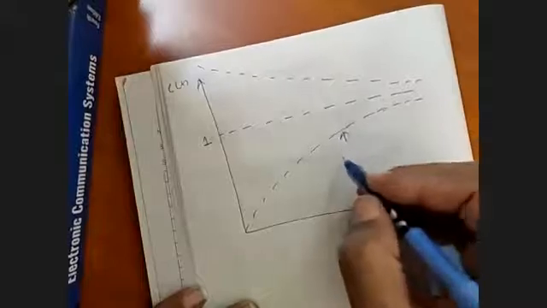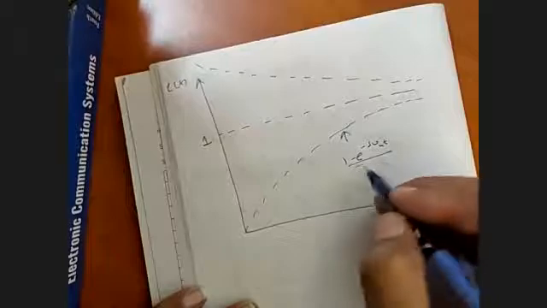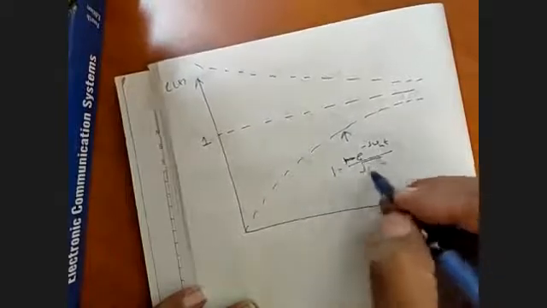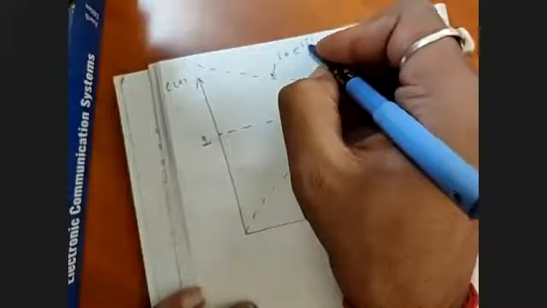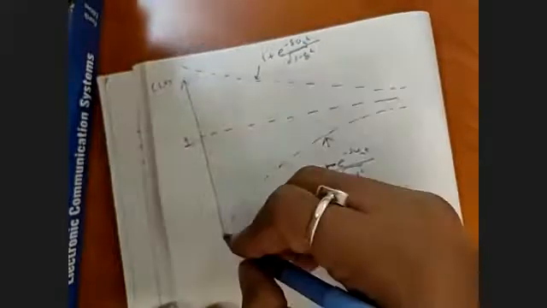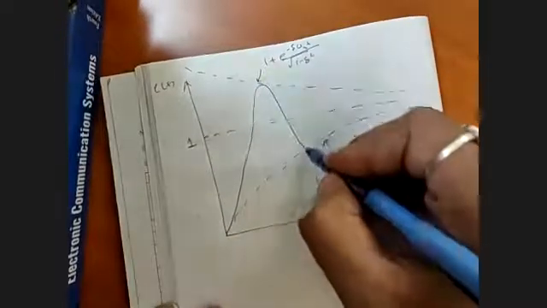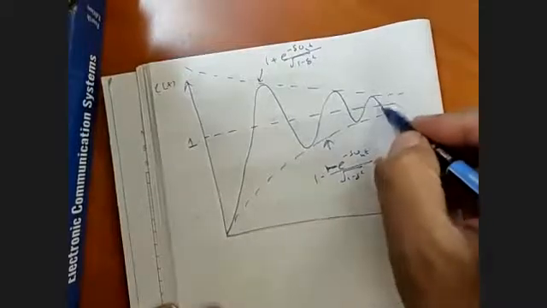These are the 1 minus e raised to power minus delta omega n t upon under root 1 minus del square, and this is also 1 plus e raised to power minus delta omega n t upon under root 1 minus del square. These are the exponential terms, and then that is multiplied by sin(omega d t plus theta). So this will be like this, because we have a sine term whose magnitude is continuously decreasing.